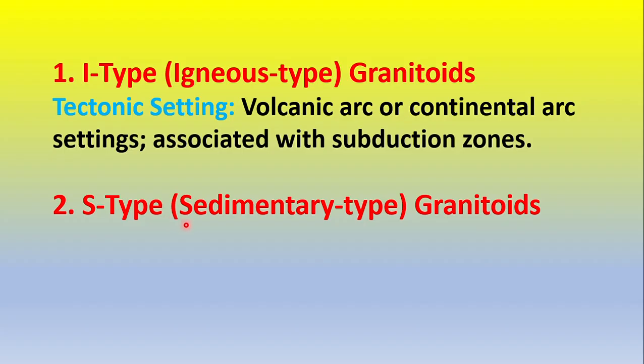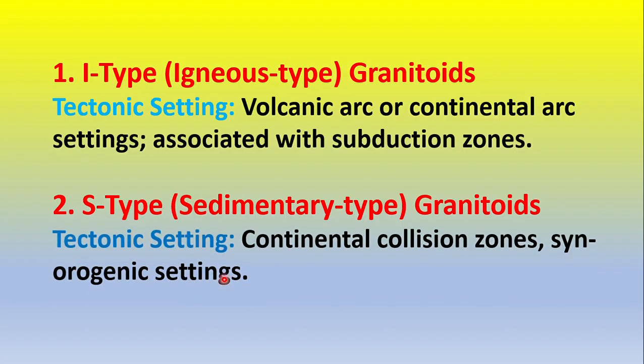Number 2, S type granitoid. S represents that the parent rock is sedimentary. S type granitoids are present at the continental collision zone, where two continental plates collide, like the Himalaya. So in this region, S type granitoids will form, as well as in syn-orogenic settings. So remember this one only, the continental collisional zone.